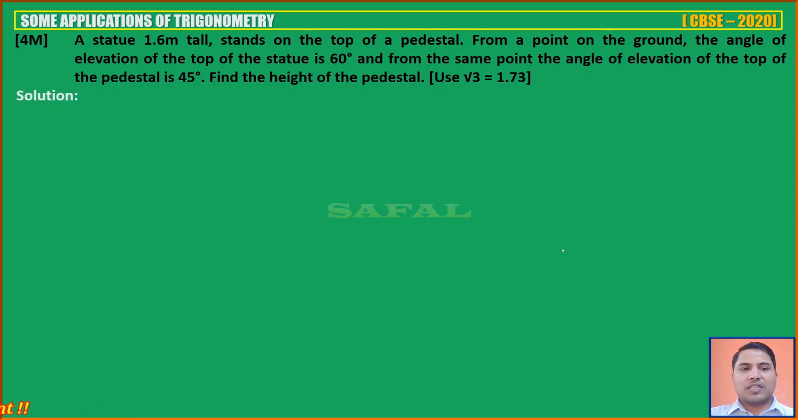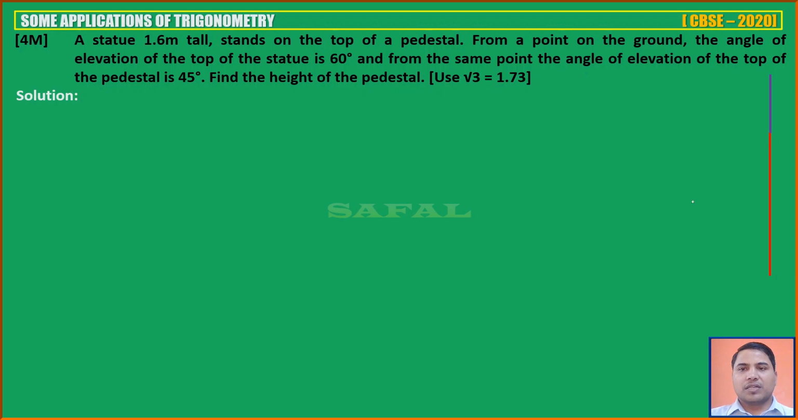Let us visualize the situation with the help of a diagram. You can see I have taken this purple color stick. Let's assume that this denotes the statue. Now this statue is on the top of a pedestal. So the bottom, the red color, I have taken as the pedestal.